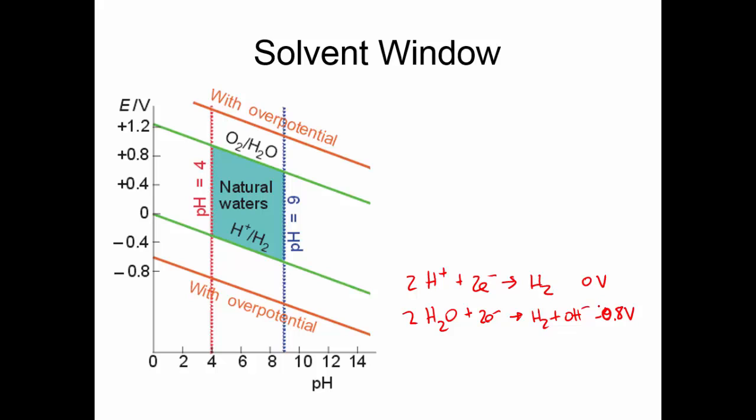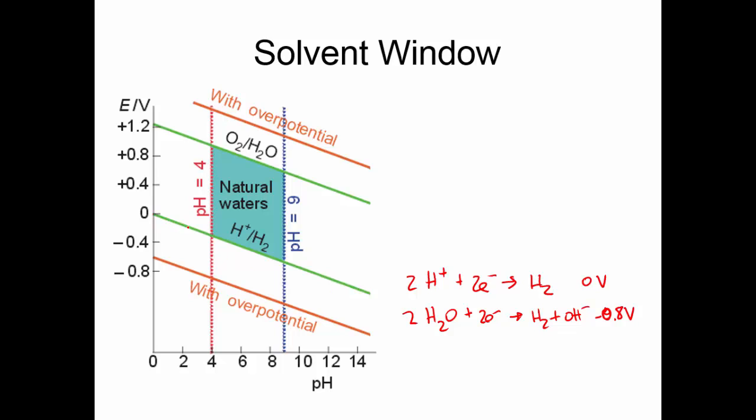What is the difference between these two reactions? There's a different electrochemical potential. One has hydrogen ions and one has hydroxide ions. Oh, we know something about that from acid-base chemistry. Hydrogen ions would be an acidic solution. Hydroxide ions would be a basic solution. And so as the pH increases, our voltage for this reaction should go from 0 to negative 0.8 volts.